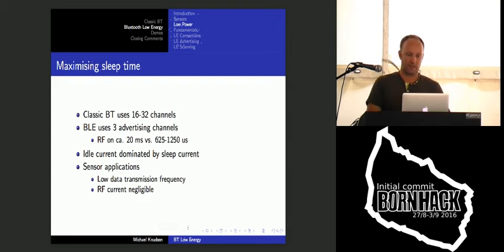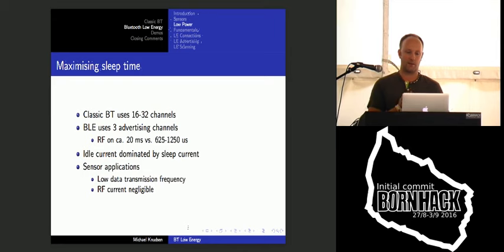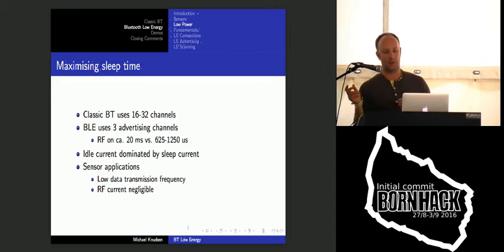Okay, and finally, maximizing sleep time. For classic Bluetooth, for paging, there's this scheme where it uses 16 or 32 channels to jump around and listen for paging. Whereas in Bluetooth Low Energy, you use 3 advertising channels. So basically this means that whereas in classic Bluetooth you have your radio turned on for 20 milliseconds, in Bluetooth Low Energy you can have it turned on for maybe just 625 or 1250 microseconds, which is much less.